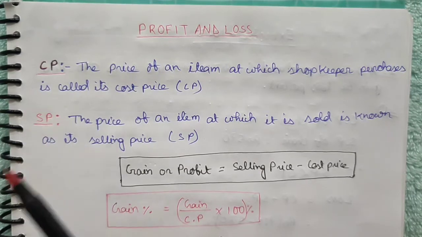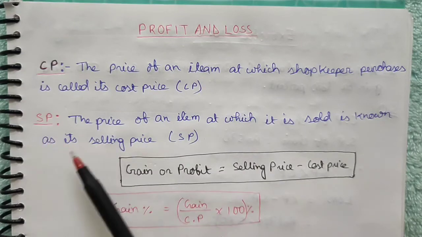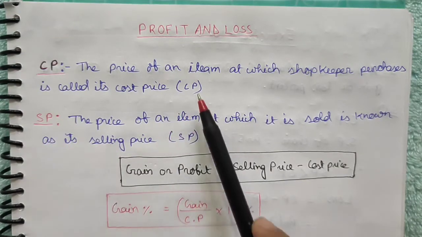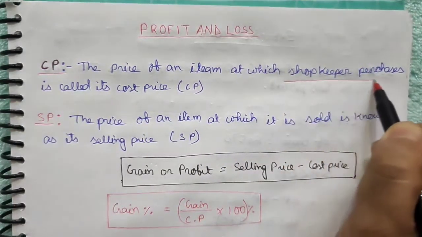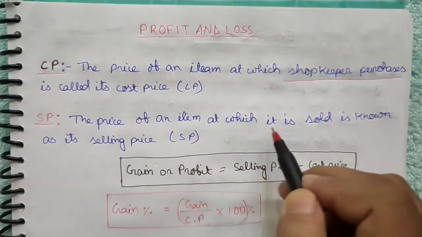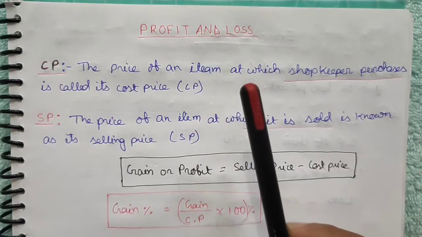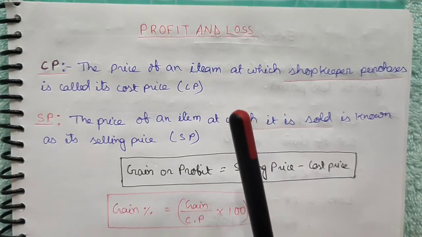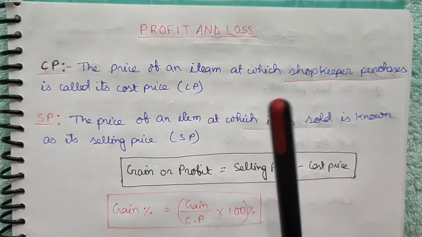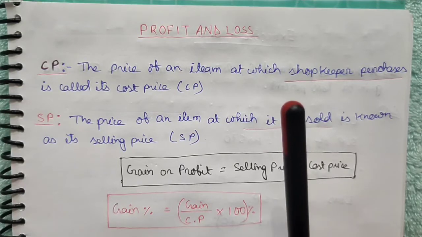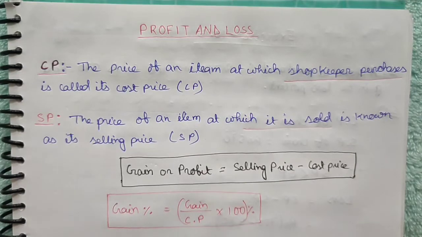Now the next is SP, meaning selling price. The price of an item at which it is sold is known as its selling price, that is SP. Earlier, CP was what the shopkeeper pays when purchasing, and SP is the price when it is sold. When the shopkeeper purchases this pen, its cost is rupees 8. Now he sells it for rupees 10. So he made a profit of rupees 2.